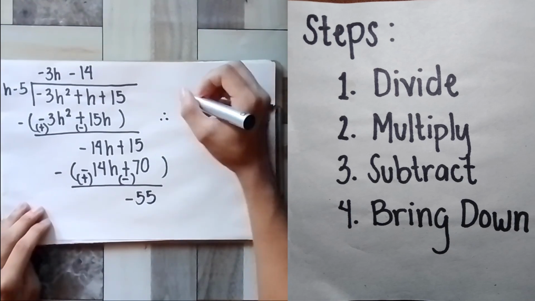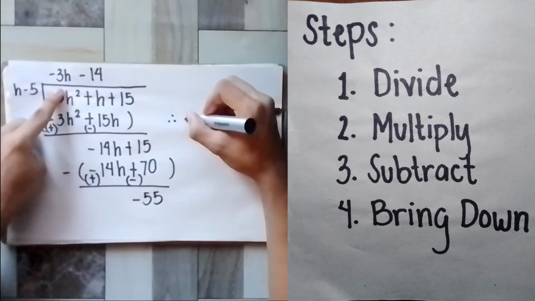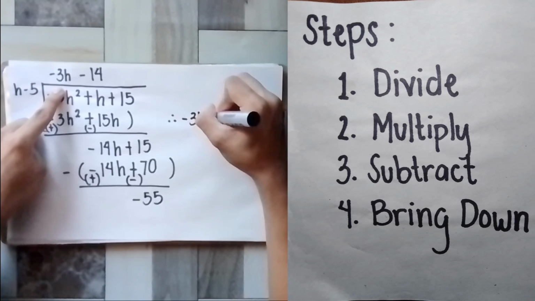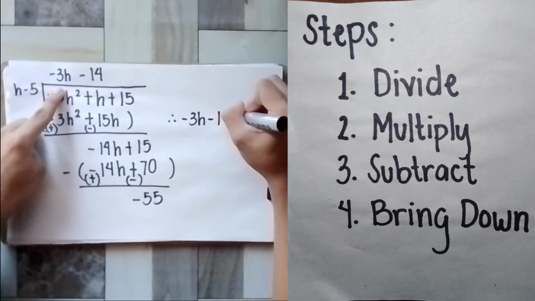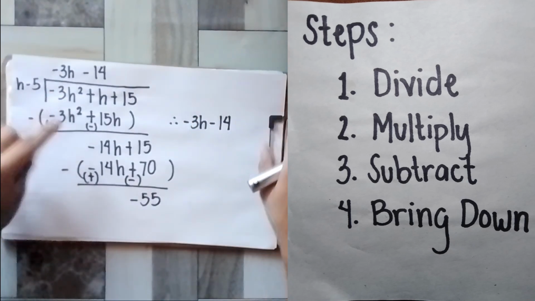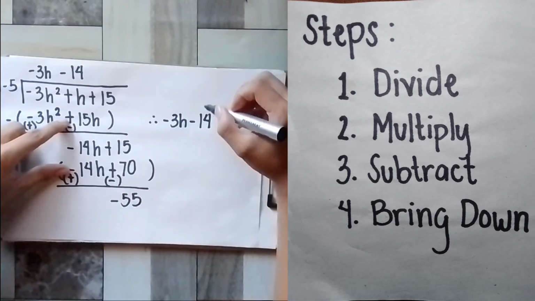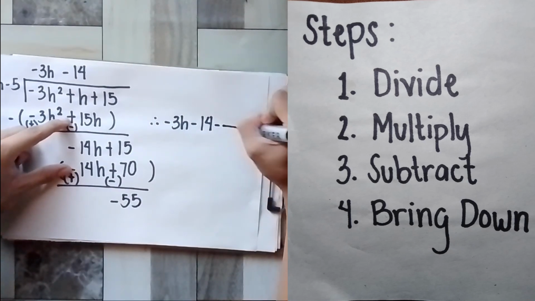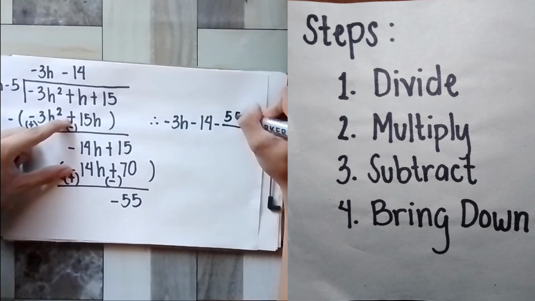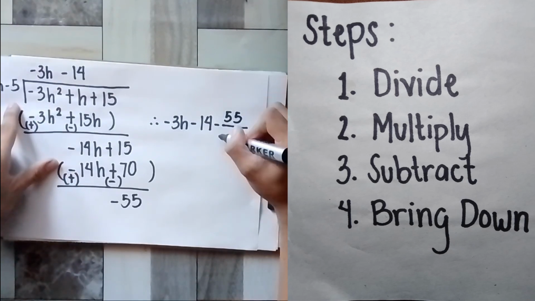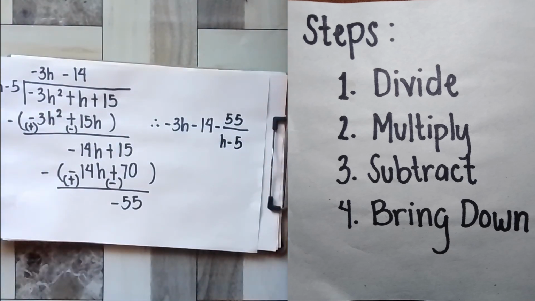Therefore, the answer of this equation is we just copy the coefficient, negative 3h and negative 14, and copy our remainder, negative 55, over our divisor, h minus 5. Let's have another example.